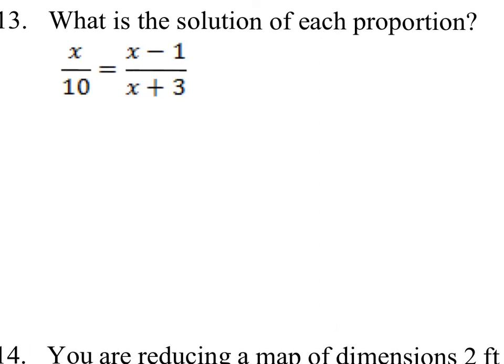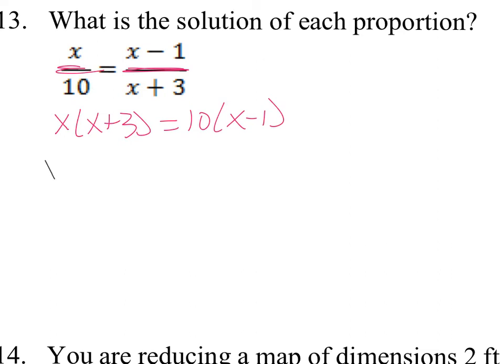So I have to get rid of this division. Remember, when you get rid of division, you're multiplying. So I would have x times x plus 3 to get rid of this division is equal to 10 times x minus 1 to get rid of this division. And now I have to simplify.